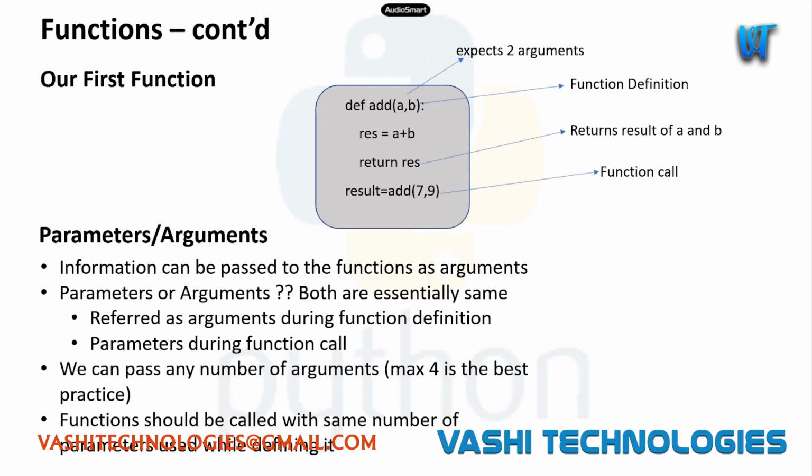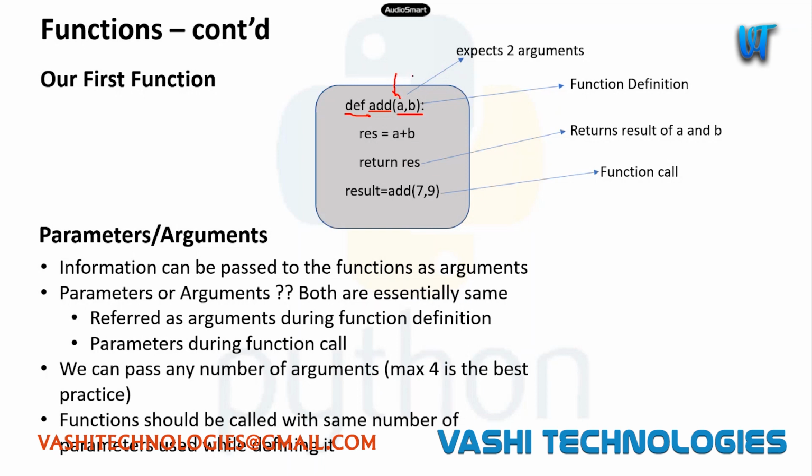And this is our first function. You might have already seen how to add two numbers, right? If you see here, this is my keyword, which is a must for any function definition. And this add is my function name. And I have two arguments here, or two parameters.